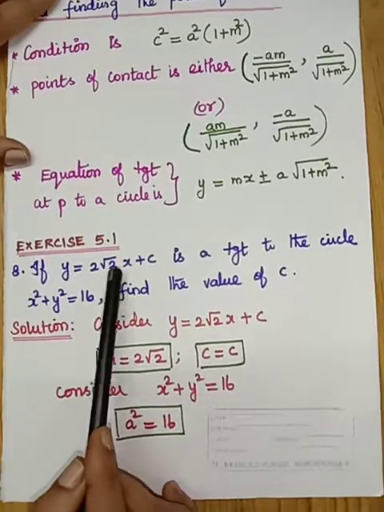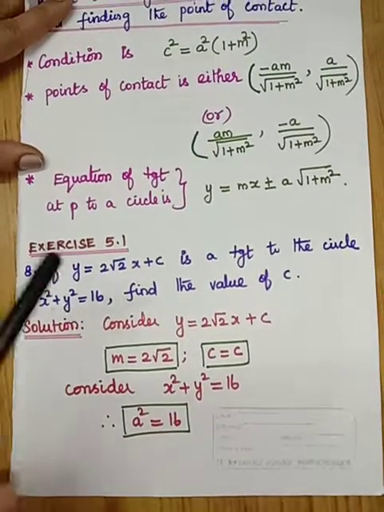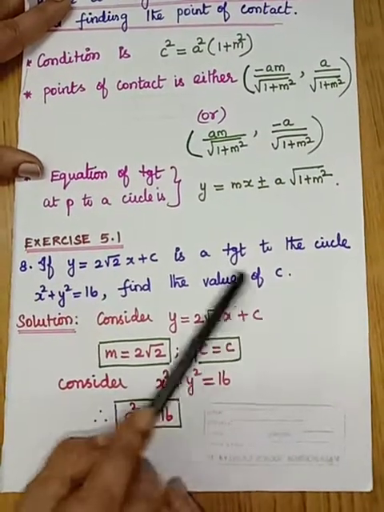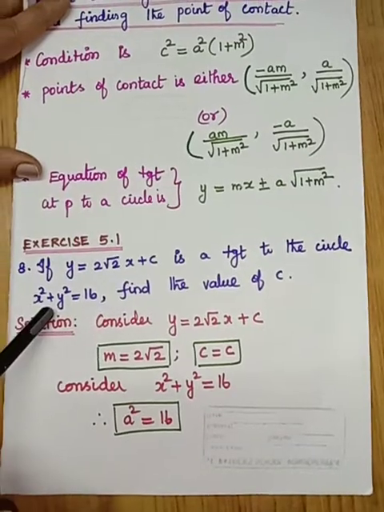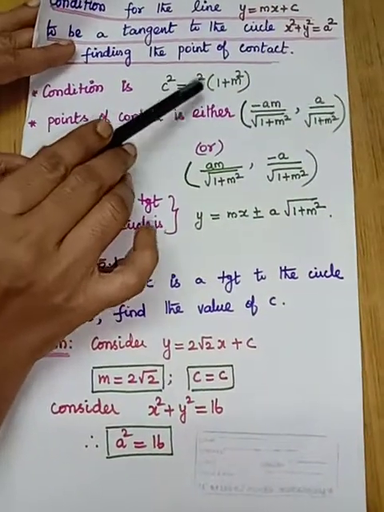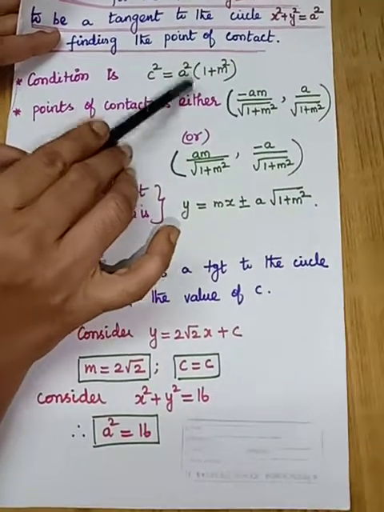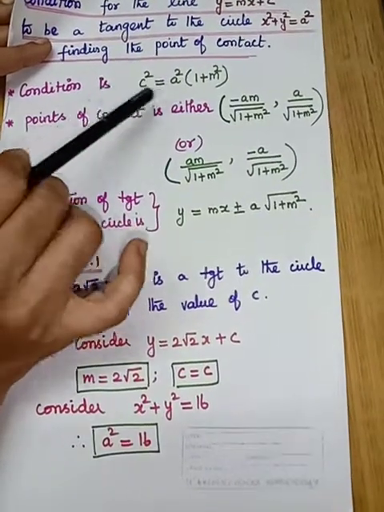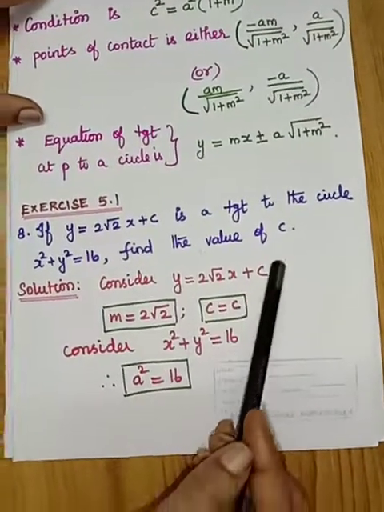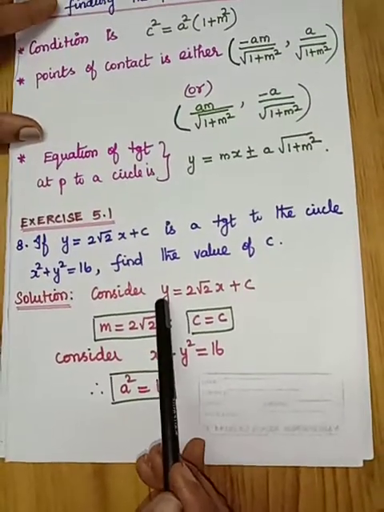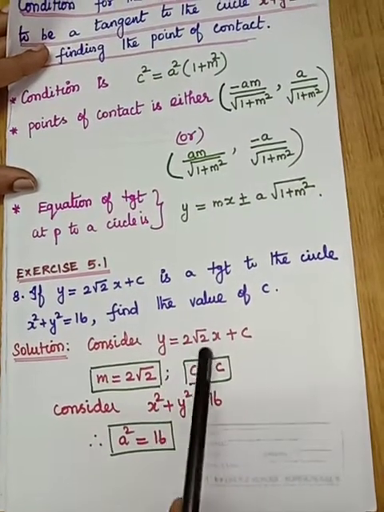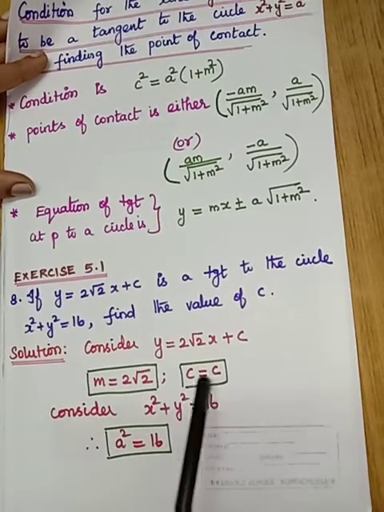So y is equal to 2 root 2 x plus c is a tangent to the circle. It is given this line is a tangent to this circle. You have to find the value of c. Okay, so it is given that it is a tangent to the circle, so it has to satisfy the condition. What is the condition? c squared is equal to a squared into 1 plus m squared. This condition has to be satisfied by the line and the circle. So here we have to find what is c, what is a, and what is m. So I will consider the equation of the line. It is in the form of y is equal to mx plus c. Okay, but what is m? m is nothing but 2 root 2. And what is c? c is c itself.